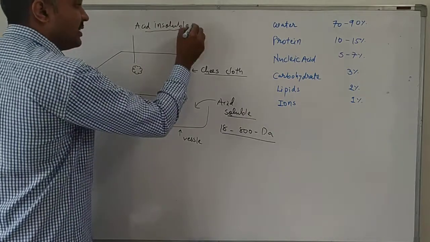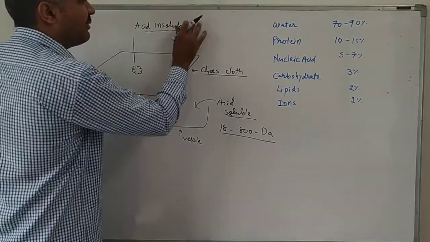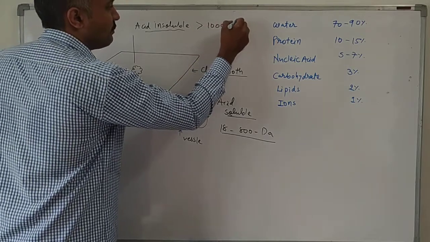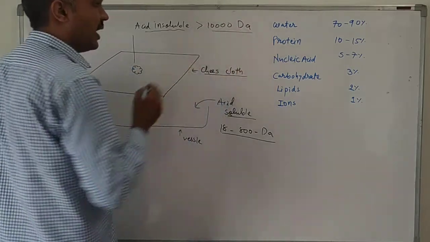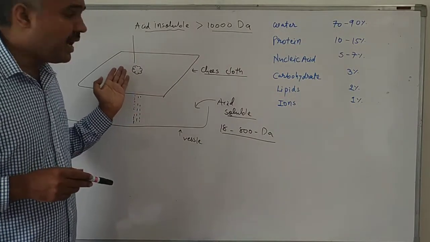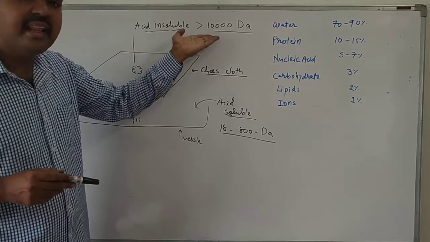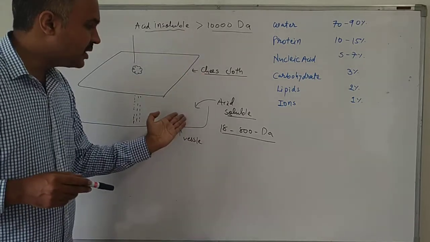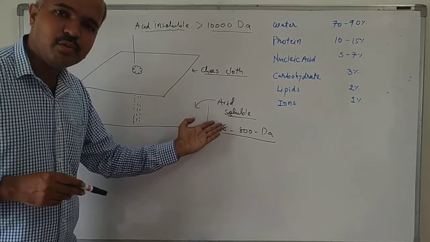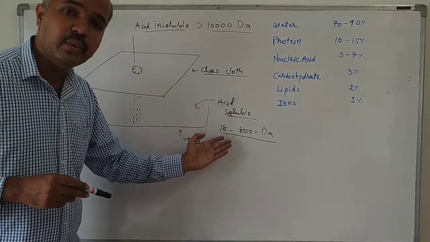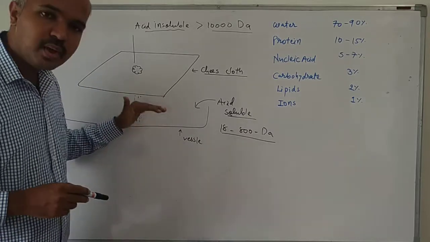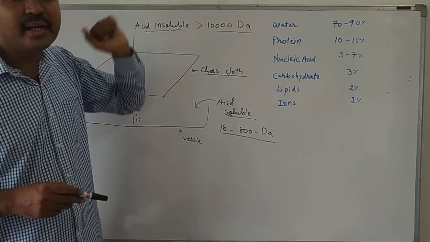Acid insoluble substances have a molecular weight of more than 10,000 Dalton. So these substances have high molecular weight, as their molecular weight is more than 10,000 Dalton. And the substances present in the acid soluble fraction have low molecular weight, in the range of 18 to 800 Dalton.